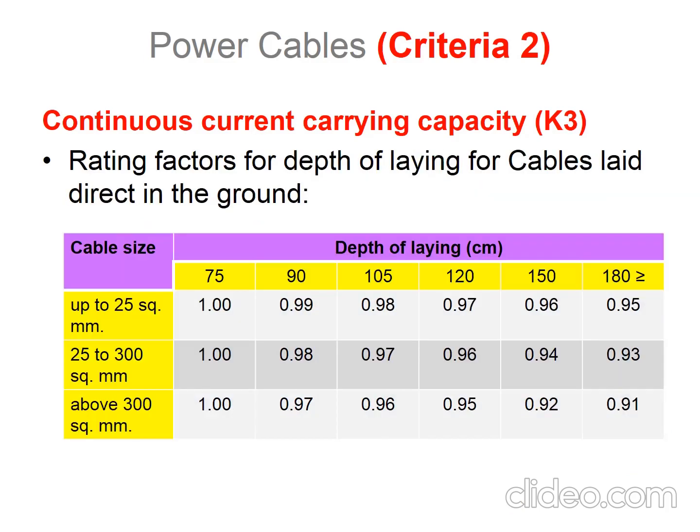Next we go to K3. K3 represents the depth of laying for cables laid direct in ground. We can know the value of K3 after we know the cable size and the depth of laying. So we can choose the factor by using a suitable cable size and the depth of laying. Then we can know the K3 factor.